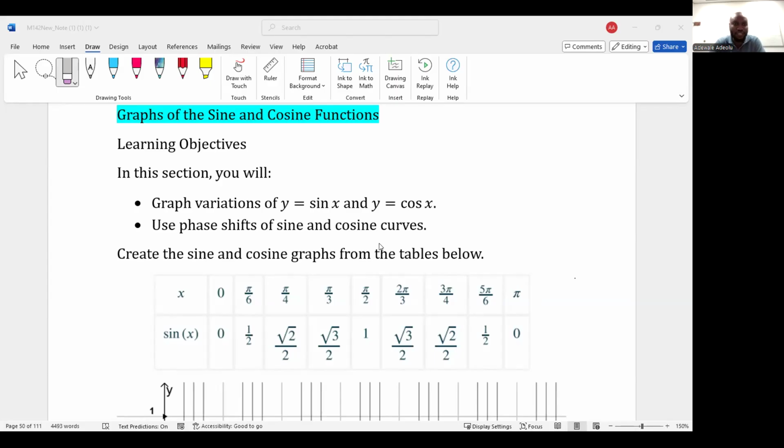Right now, we are going to be looking at graphs of sine and cosine functions. We have seen sines and cosines of angles in different forms, so we want to look into their graphs. We will be looking at the variations of sine x and cosine of x, that is sine and cosine of angles. We will also be looking at their transformations.